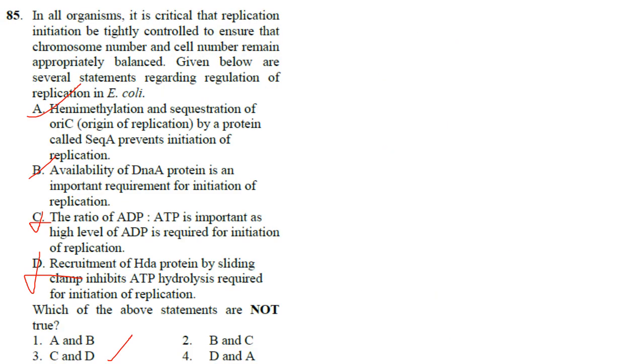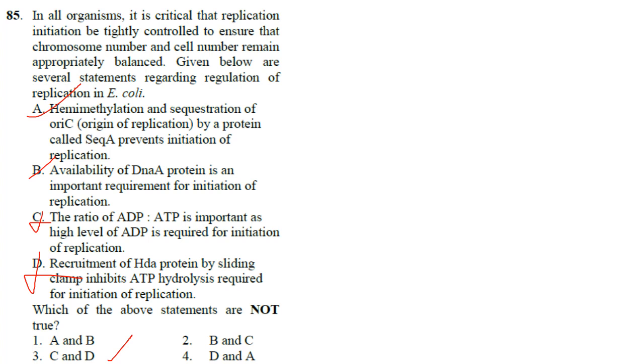Then next one. In all organisms, it is critical that replication initiation is tightly controlled to ensure that chromosome number and cell number remain appropriately balanced. Given below are several statements regarding regulation of replication in E. coli. Hemimethylation and sequestration of OriC, origin of replication, by a protein called SeqA prevents initiation of replication. So that is correct. They have asked for the not true statement.